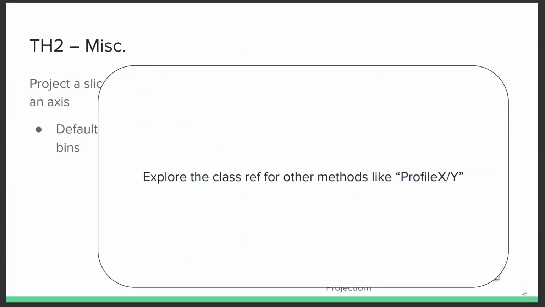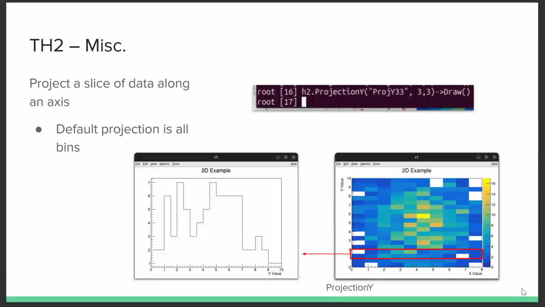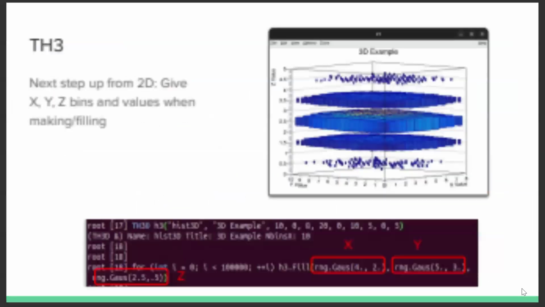And you can explore the class reference for other methods like profile X and Y. This is actually useful if you want to get statistics bin by bin. So this actually shows the mean and the standard deviation of each bin projected onto some axis.